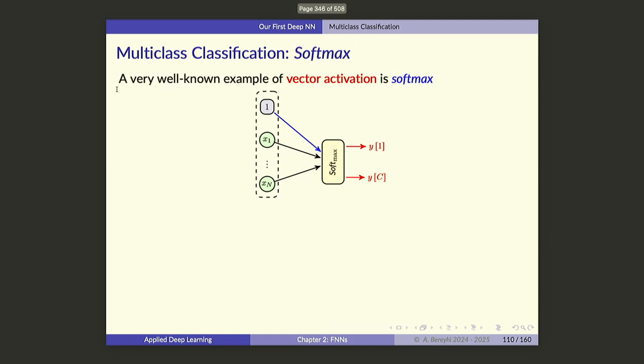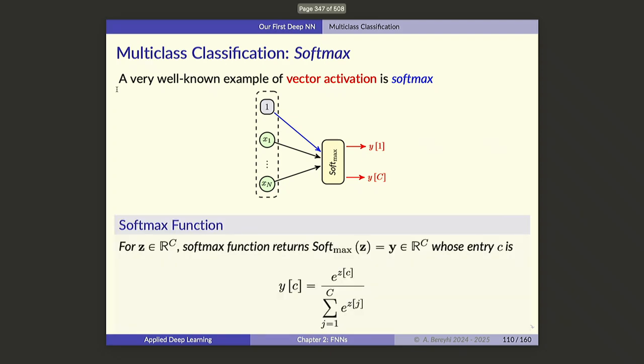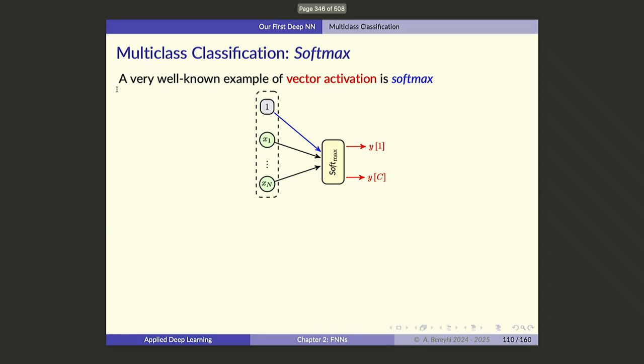Now, the popular vector activation that we use in classification is softmax. And how do we define it? Softmax, we define in this form. Say I have, let me just do it on the board for you.